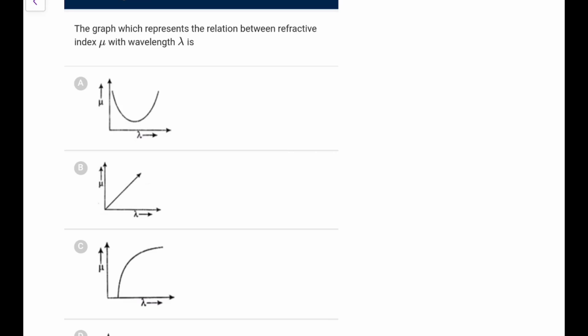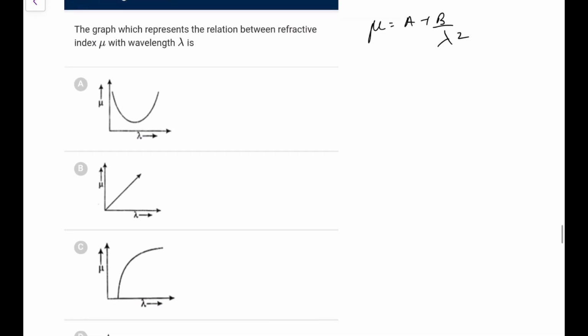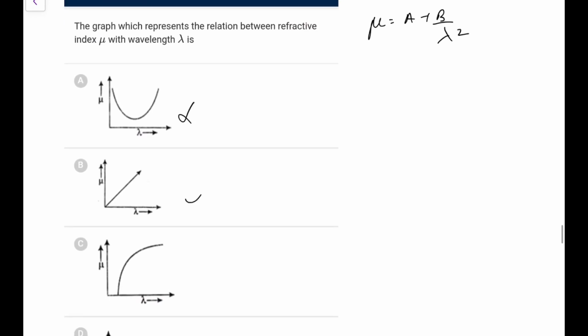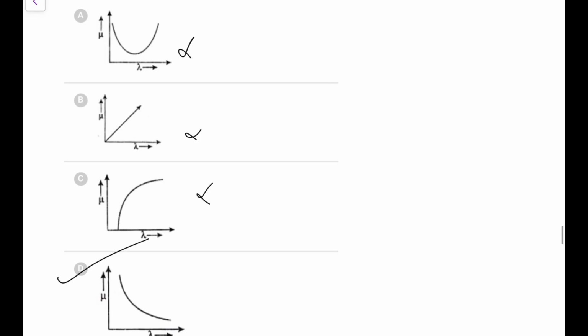The graph which represents the relation between refractive index and wavelength, you know mu is a plus b by lambda square. So as the lambda increases, it will decrease for sure. So it cannot be, it cannot be, it cannot be. So we are left with only D's choice.